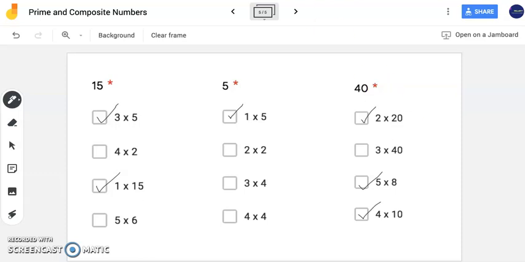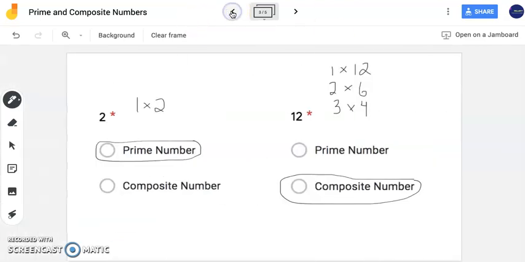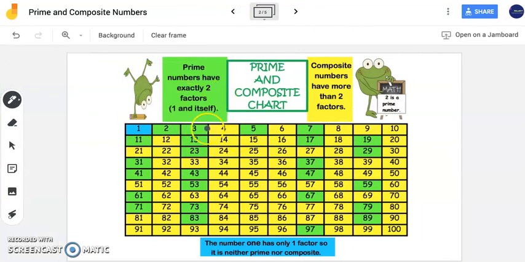Now, as a reminder, I encourage you to go back to this video and pause this page right now and write down the definitions of prime numbers and composite numbers to help you with today's activities. As a reminder, a prime number has exactly 2 factors, 1 and itself, while a composite number has more than 2 factors. Feel free to refer back to this video at any time on my YouTube channel.